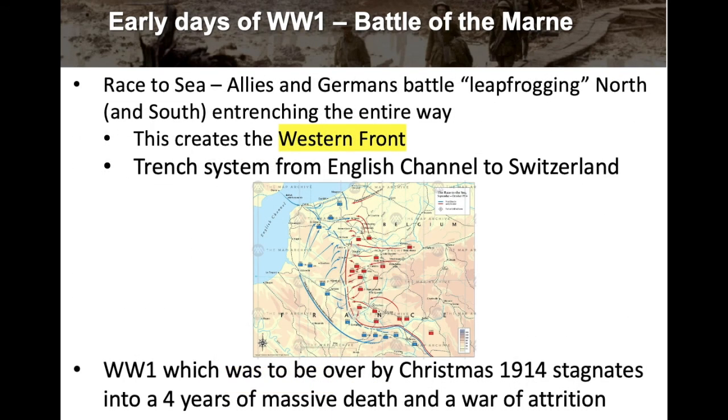The trench system from the English Channel to Switzerland is known as the Western Front. This is the race to the sea. And what happens is there's these leapfrogging battles the whole way. And they're digging in and fortifying these trenches. And they keep going this way and this way. And they end up having this trench system all the way from the North Sea all the way down to Switzerland.